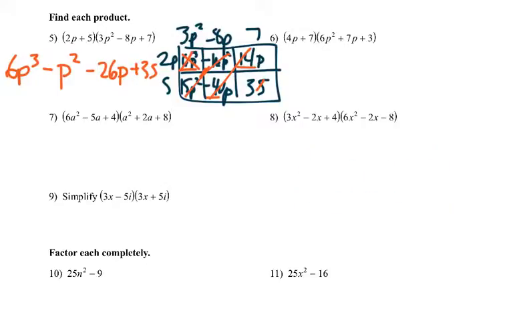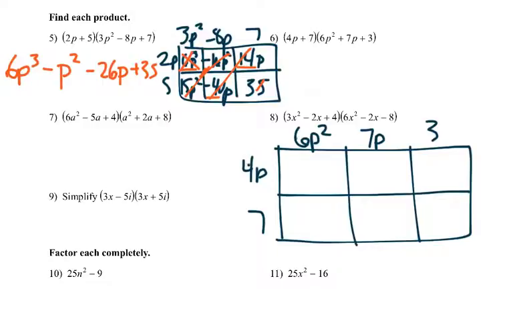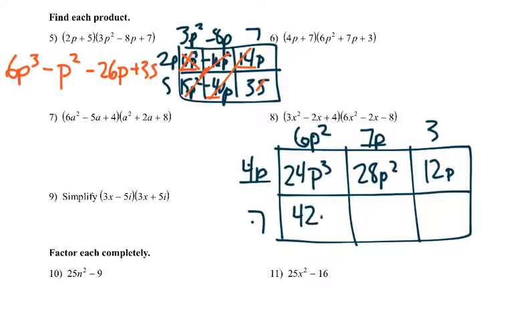So I'm going to do number 6 down here where I have some more room. Same idea. I've got 6p squared, 7p, 3, and I've got 4p and 7. So 4 times 6, 24, p times p squared, p cubed. 4p times 7p, 28p squared. 4p times 3, 12p. 7 times 6, 42, right? 42p squared. 7 times 7, 49p. 3 times 7, 21. Okay, then when you look what matches.